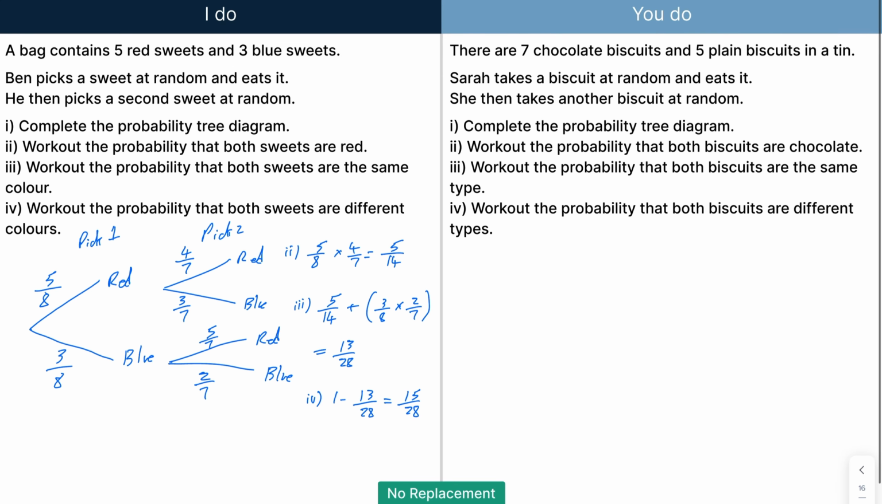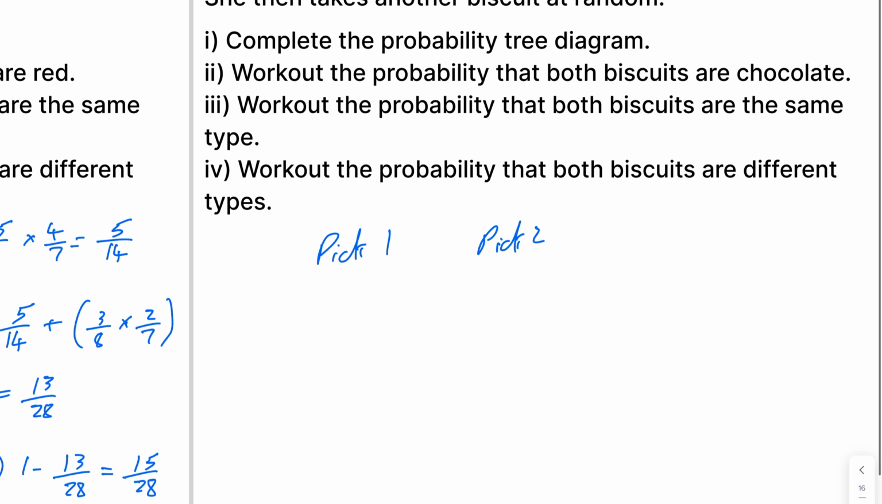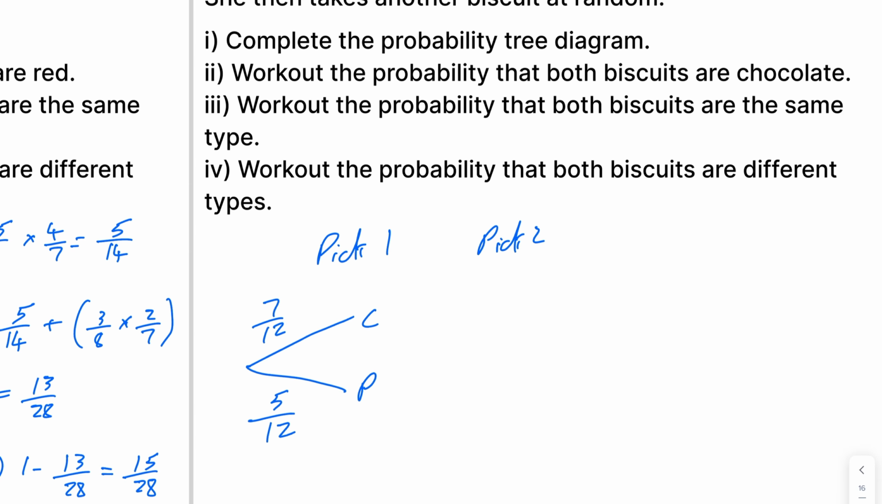Okay, so hopefully you've pressed pause and had a go at the example on the right. Again, this time you're going to have to draw the branches yourself too. So we have pick 1 and pick 2. If I zoom in here, we have chocolate biscuits and plain biscuits. I'll use C for chocolate, P for plain. 7 out of 12 are chocolate, 5 out of 12 are plain. If he picks a chocolate the first time, he's going to have 1 less chocolate, and the number of plain ones stays the same. If he picks a plain one the first time, he has 1 less plain, and the number of chocolate remains the same.